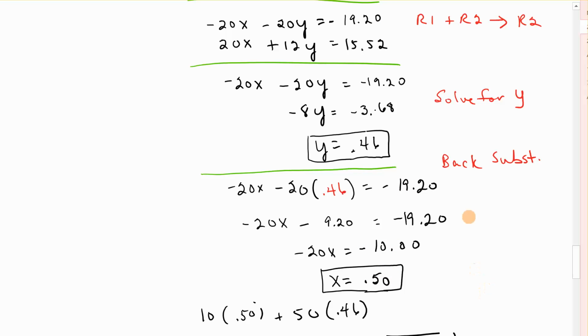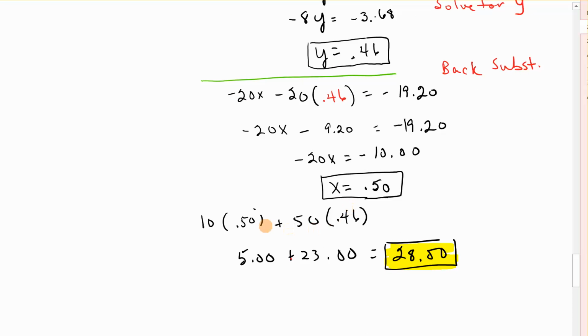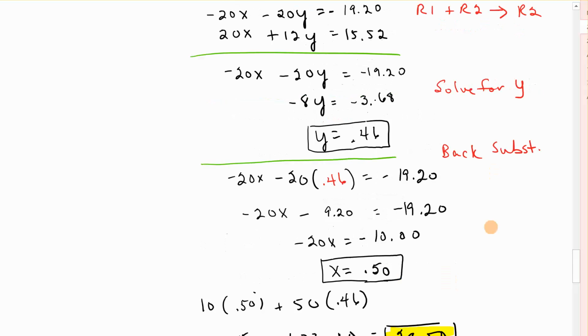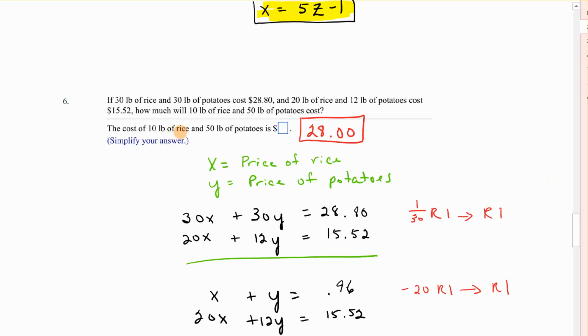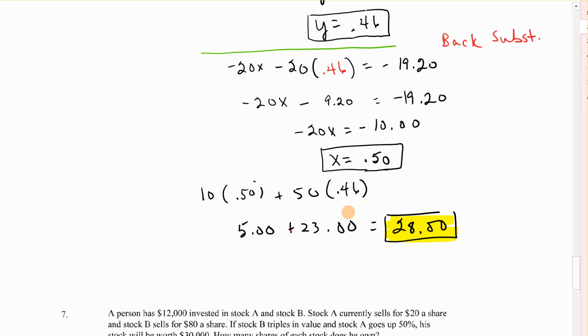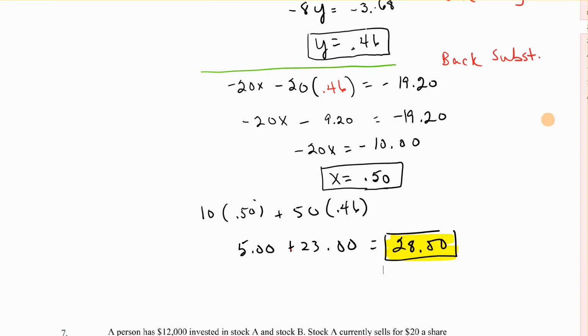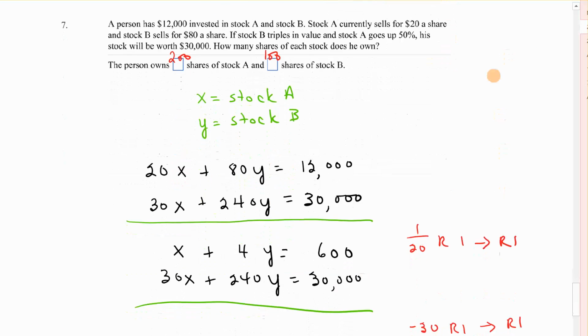And anyway, that's caught and it is fixed now, so you have the correct work in front of you for the video. So when you do that, and you get x is 50 cents and y is 46 cents, and then we plug them in to what we were asked to find. What's the cost of 10 pounds of rice and 50 pounds of potatoes? So 10 times 50 and 50 times 46 cents, we get $5 plus $23, and our final answer is $28. So they're not asking for these values here. You have to have them to get your final answer, but that is what we will find, is that it's $28.